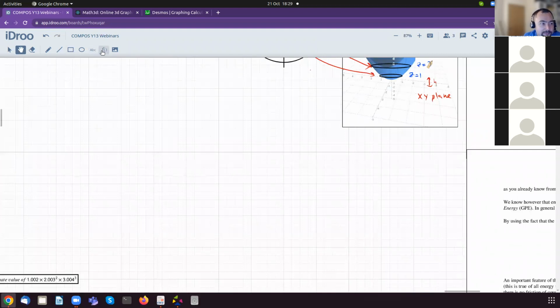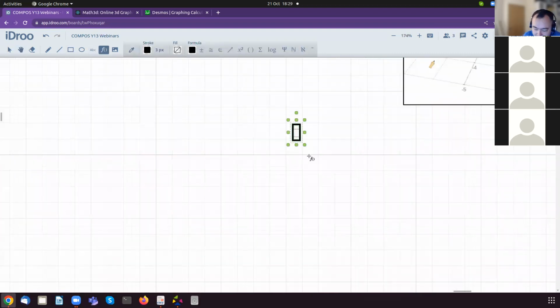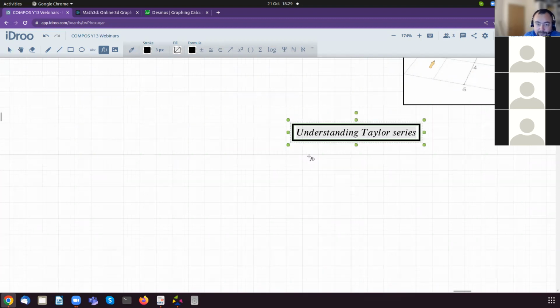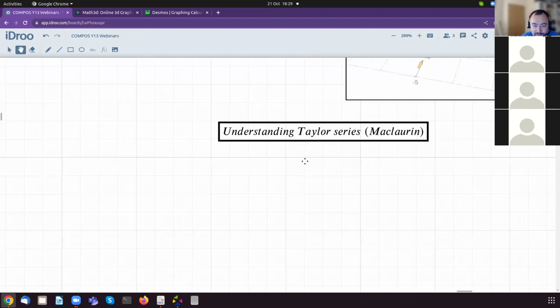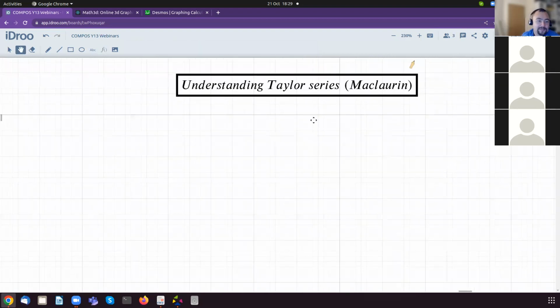Understanding Taylor series. Maclaurin. I'm pretty sure I prefer Taylor because I don't know how to spell Maclaurin. But I think I have the Maclaurin spelled correctly here.